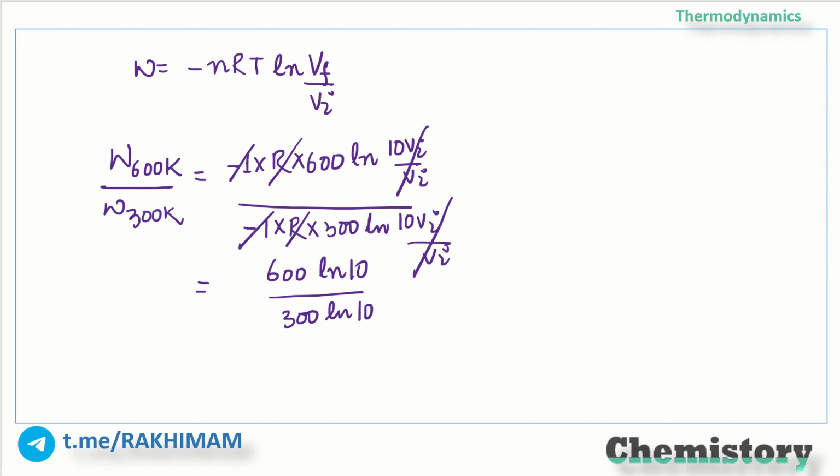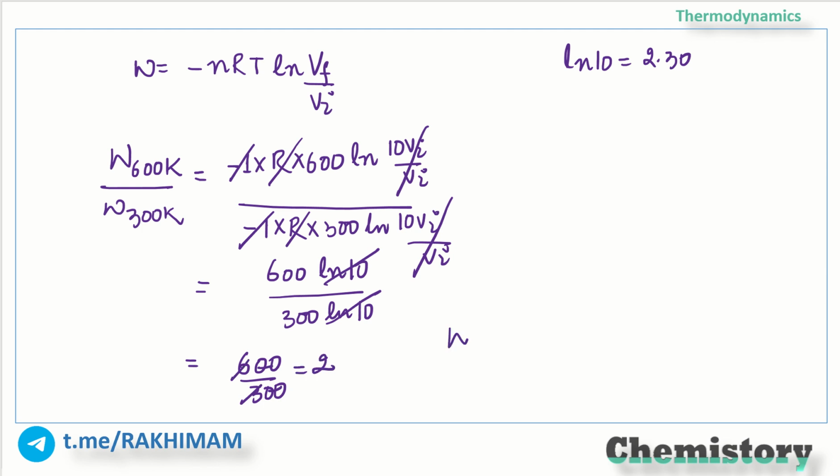You can see this yourself. If I just talk about ln 10, what will be the value of ln 10? Let me know in the comment section. The value of ln 10 will be near about 2.30. Okay, so obviously this cancels out with this. So we are just left with 600 by 300, that is basically equal to 2.